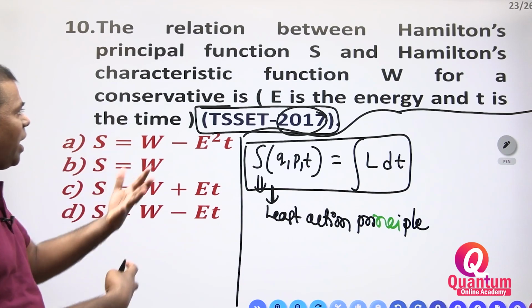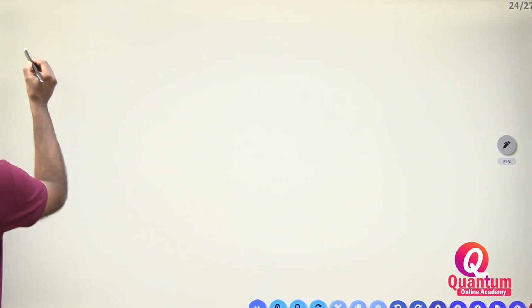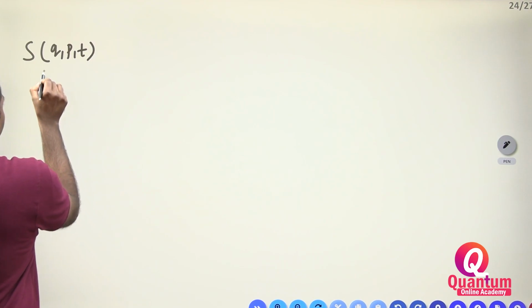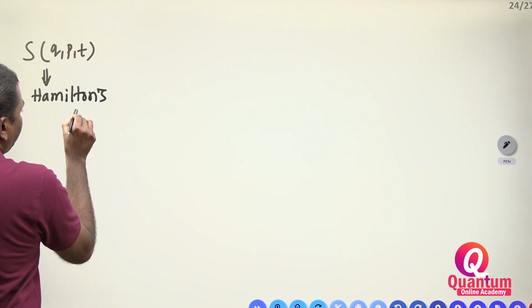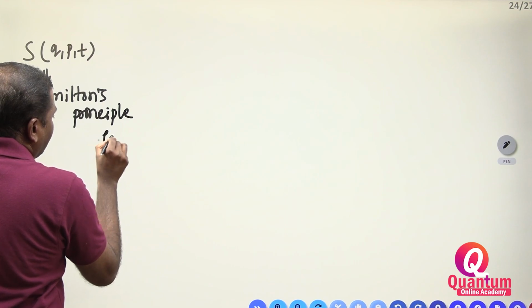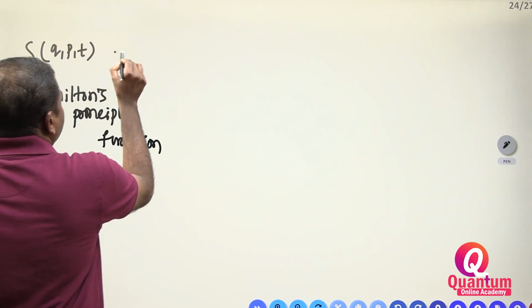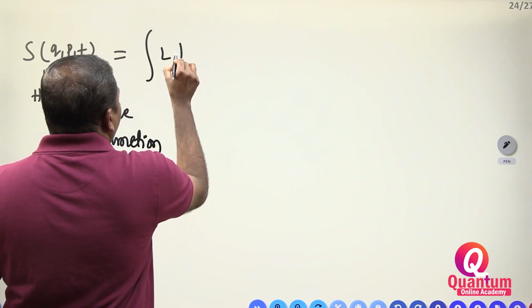How do we get the answer? Let us see. From the least action principle, S is equal to S(q, p, t). It is the Hamilton's principal function. You have to take it as the Hamilton's principal function, which is equal to the integral of L dt.